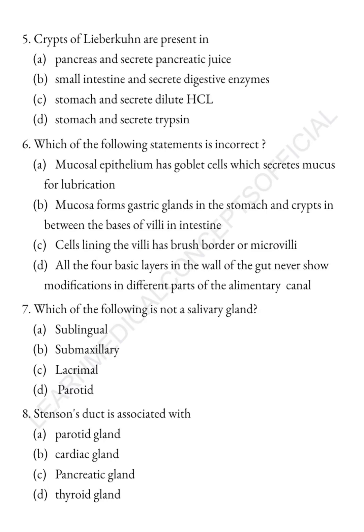And the correct answer is option B. Crypts of Lieberkuhn are simple tubular glands that occur throughout the small intestine between the villi, and they secrete digestive enzymes and also mucus.